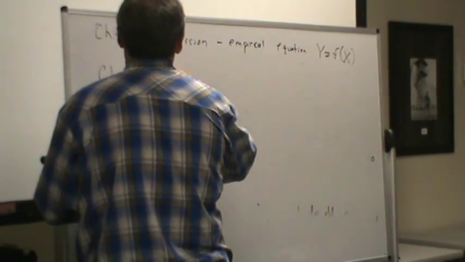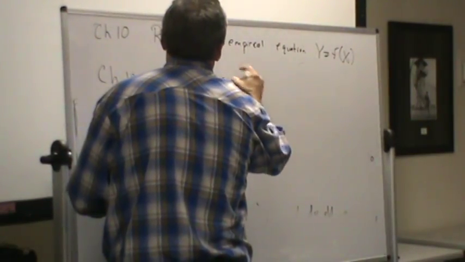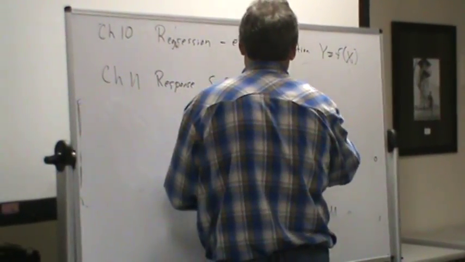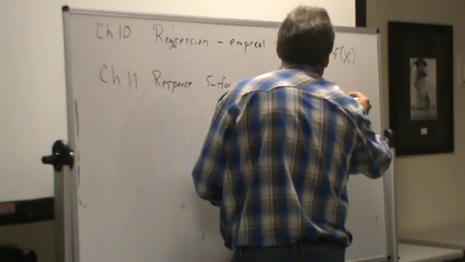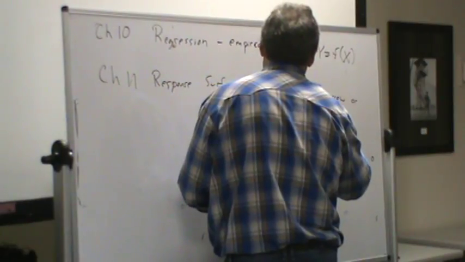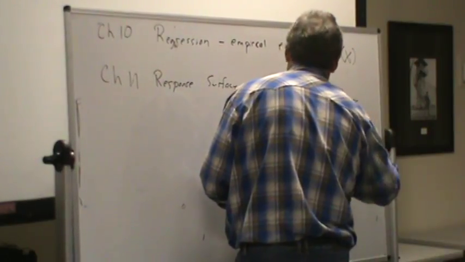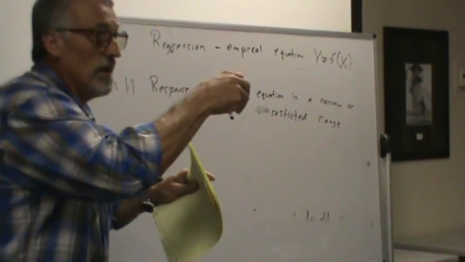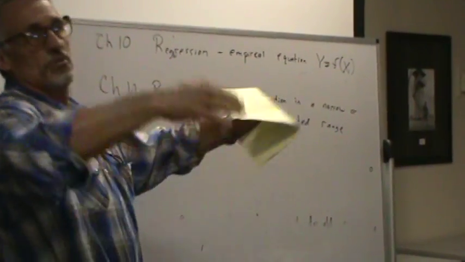And then chapter 11, we're going to get a response surface. What that is, it's really very similar to this. It's why they're grouped together. But we're going to get our equation in a narrow, or I should say well defined, restricted range. So we've got a range of x's that this little equation will work over, and we can use it there. That's not to say you couldn't have multiple equations in different ranges. That's okay too. But at least it's a restricted range. You can't just say that this is applicable everywhere.